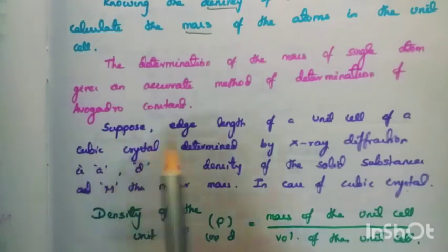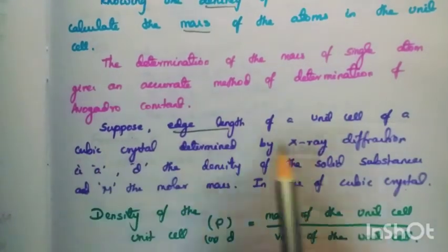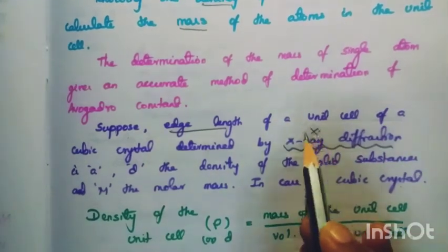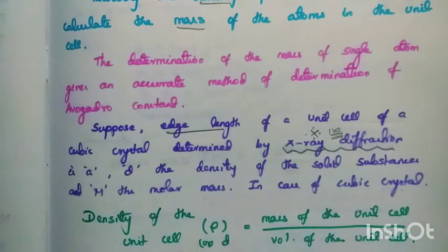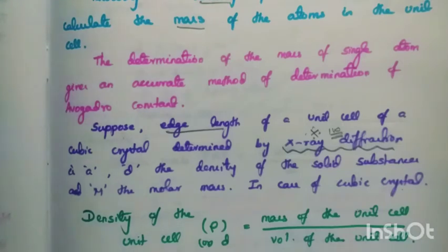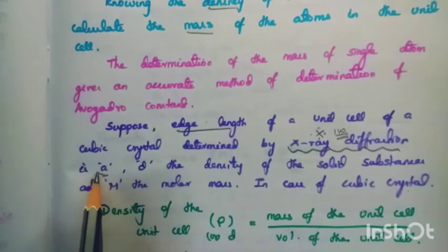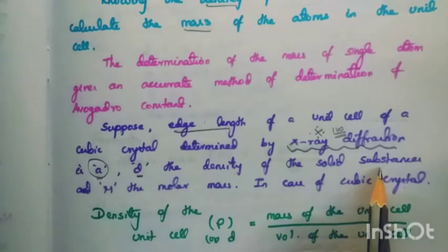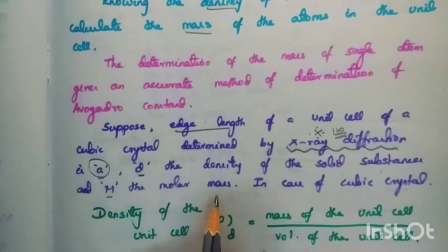Suppose the edge length of the unit cell of a cubic crystal is determined by X-ray diffraction. The edge length of the unit cell of a cubic crystal determined by X-ray diffraction is considered as a. So the edge length here is a. D is the density of the solid substance, and M is the molar mass.